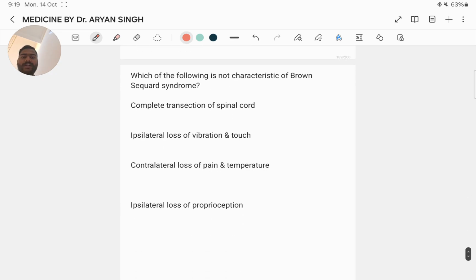Next question: which of the following is not a characteristic of Brown-Séquard syndrome? Complete transection of the spinal cord. Here the answer is complete transection, because it is not a feature of Brown-Séquard syndrome. Brown-Séquard syndrome is a specific pattern of spinal cord injury characterized by hemisection of the spinal cord. One half of the spinal cord is damaged, with ipsilateral proprioception loss and spastic weakness due to corticospinal tract involvement, radicular pain at the level of the lesion, at the level of the lesion muscle fasciculations and areflexia, and contralateral pain and temperature loss two segments below.